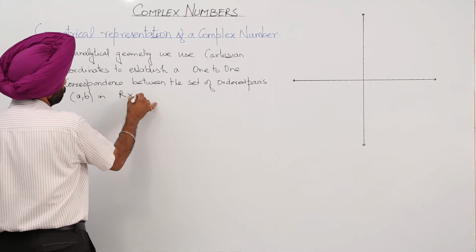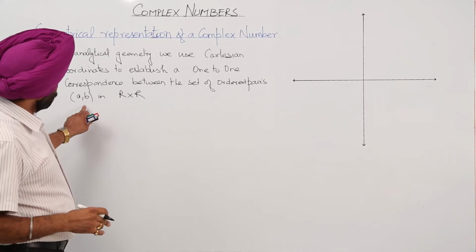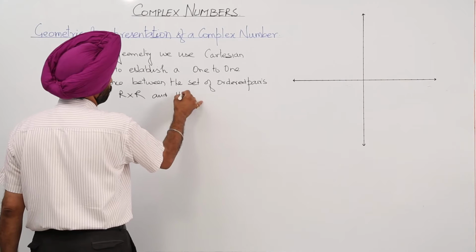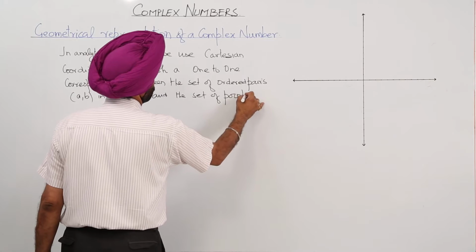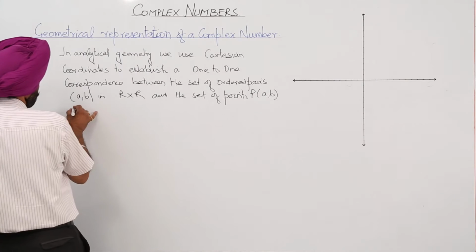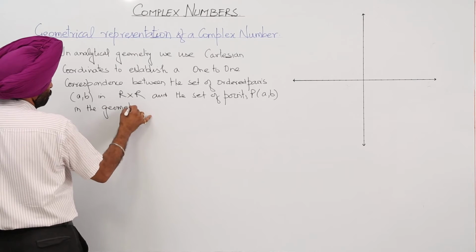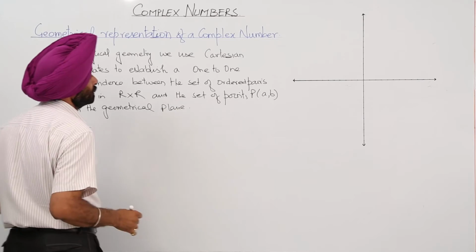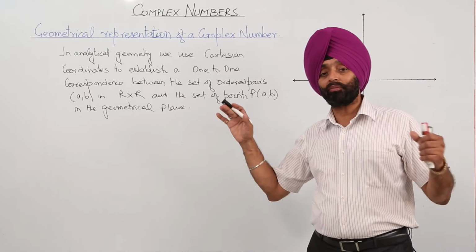R cross R. We have done this in the sets, in the relations. So (A, B) in R cross R and the set of points, say P(A, B), in the geometrical plane. So this was a brief introduction for the representation, what you have done in the earlier classes. You can say it is a brief recap.